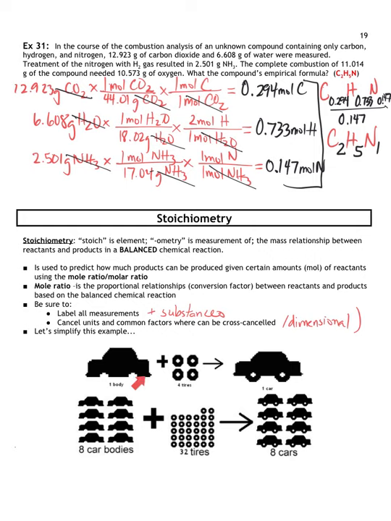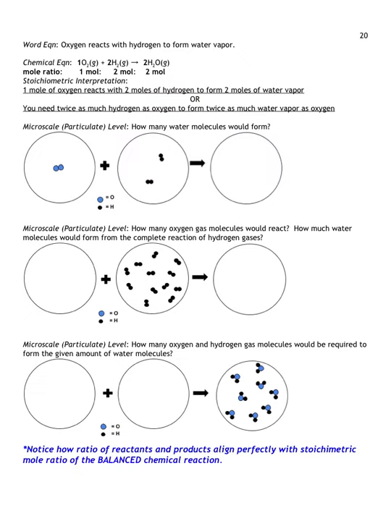We're looking at a simple example. One car needs 4 tires to make one full car. So one body needs 4 tires to make one full car. If I had 8 bodies, what would I need? I need 4 times that amount, which is 32. 4 times 8 is 32 tires to make 8 cars. So this is the stoichiometric. You can look at this in terms of stoichiometry in a balanced equation. So we're going to look at an actual balanced equation.